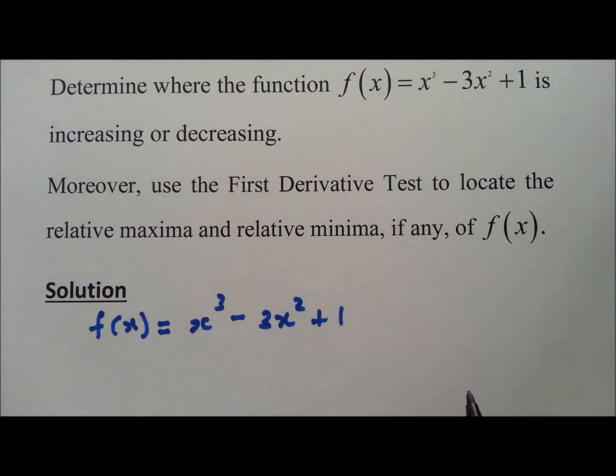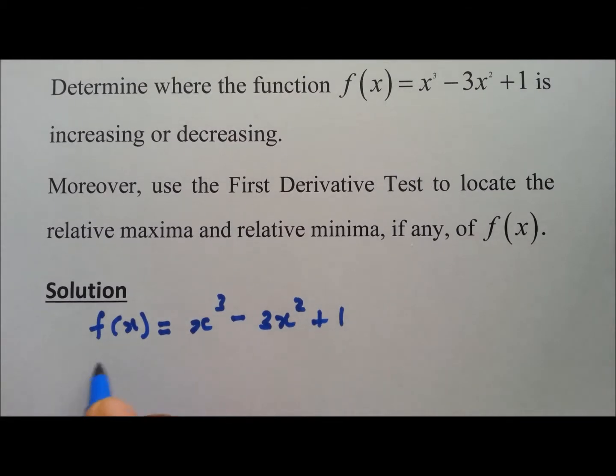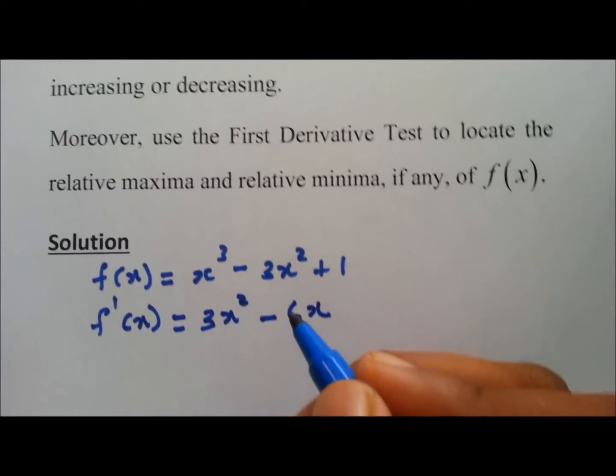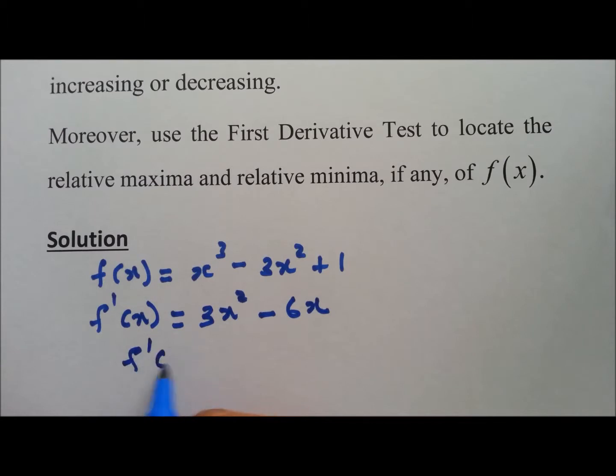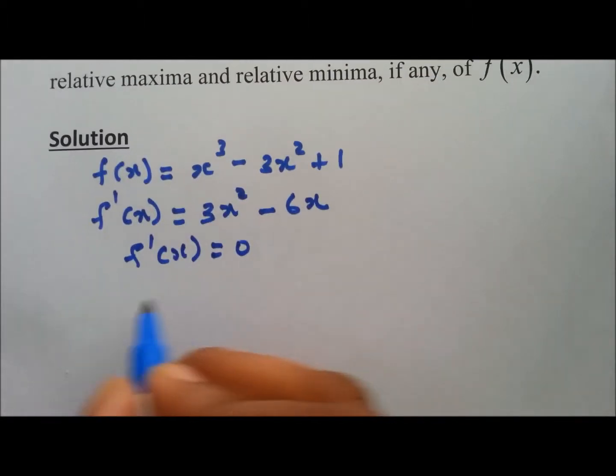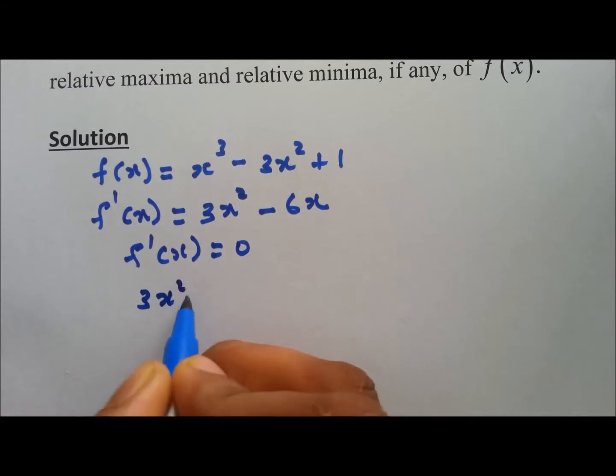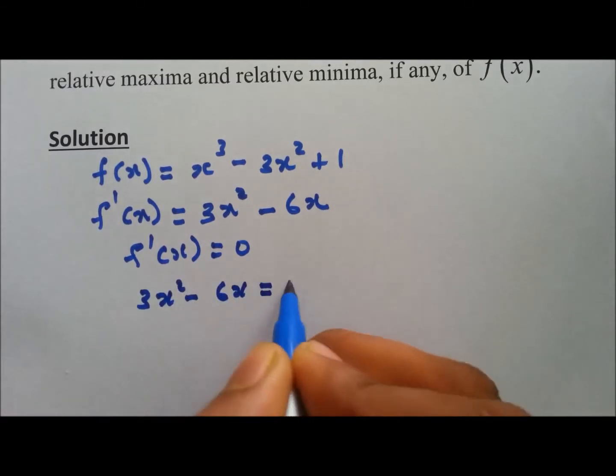To find that, we first need to find the critical points. To find the critical points, we first need to find the derivative of f of x. Utilizing the power rule, the derivative is 3x squared minus 6x. Then we set f prime of x equal to 0, which simply means 3x squared minus 6x is equal to 0.